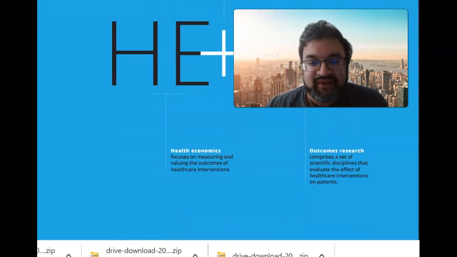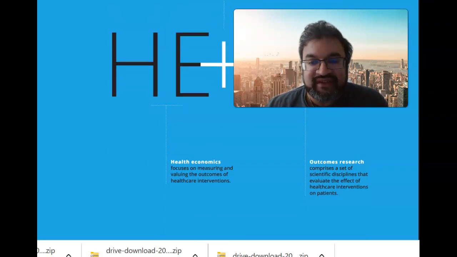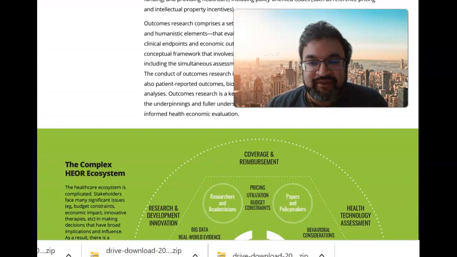Health economics focuses on measuring and valuing the outcomes of healthcare interventions. And then outcomes research is a set of scientific disciplines that evaluate the effect of healthcare interventions on patients. So this is all part of the white paper.